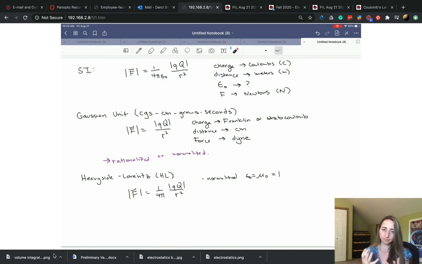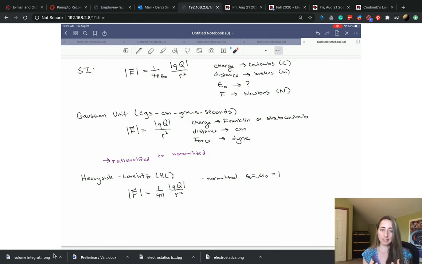Okay, so mathematically, if you're doing a bunch of theory, doing a bunch of calculations, it's just nice to get rid of that constant. When we deal with Maxwell's equations, this is actually going to have the speed of light c showing up in Maxwell's equations where it wouldn't in the SI unit system. Okay, if you're working in Gaussian units, distance is in centimeter, force is in a unit called dynes. And again, the whole point of this unit system is it's what we call rationalized or normalized to make it more convenient when you're doing mathematical electromagnetic theory.